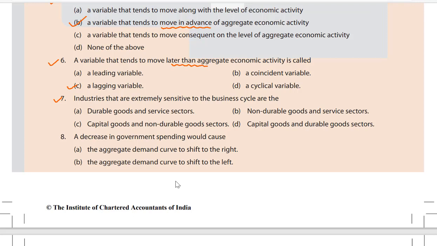So it is D. Industries that are extremely sensitive to the business cycle are the capital goods and durable goods sectors.